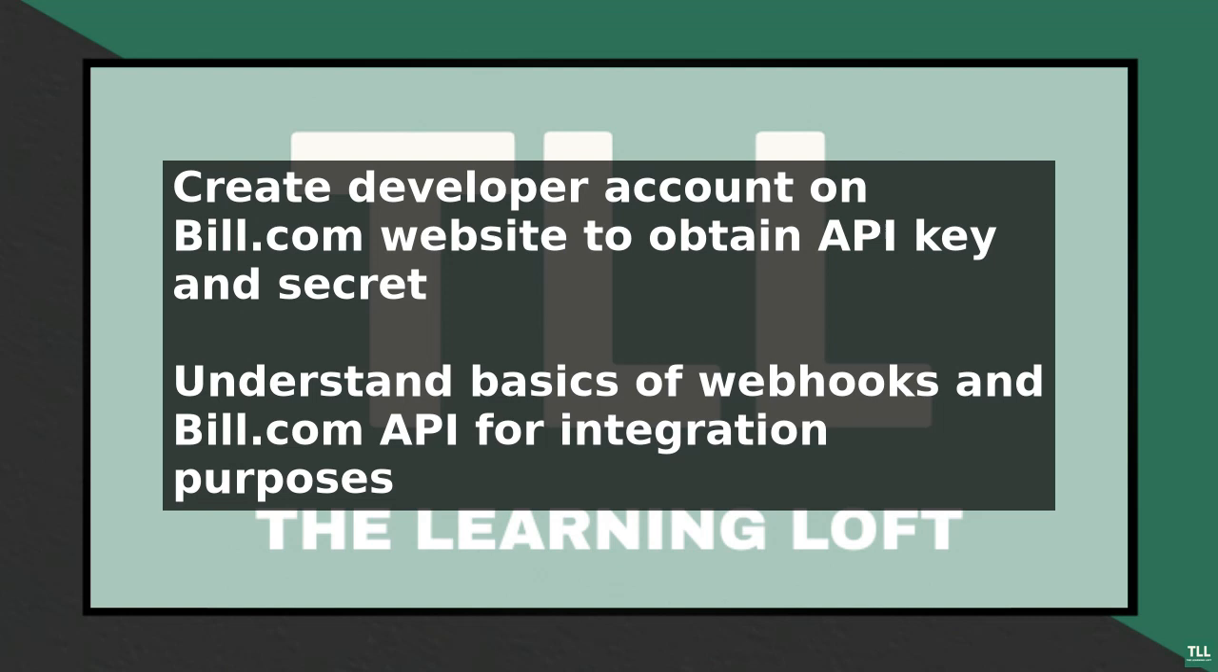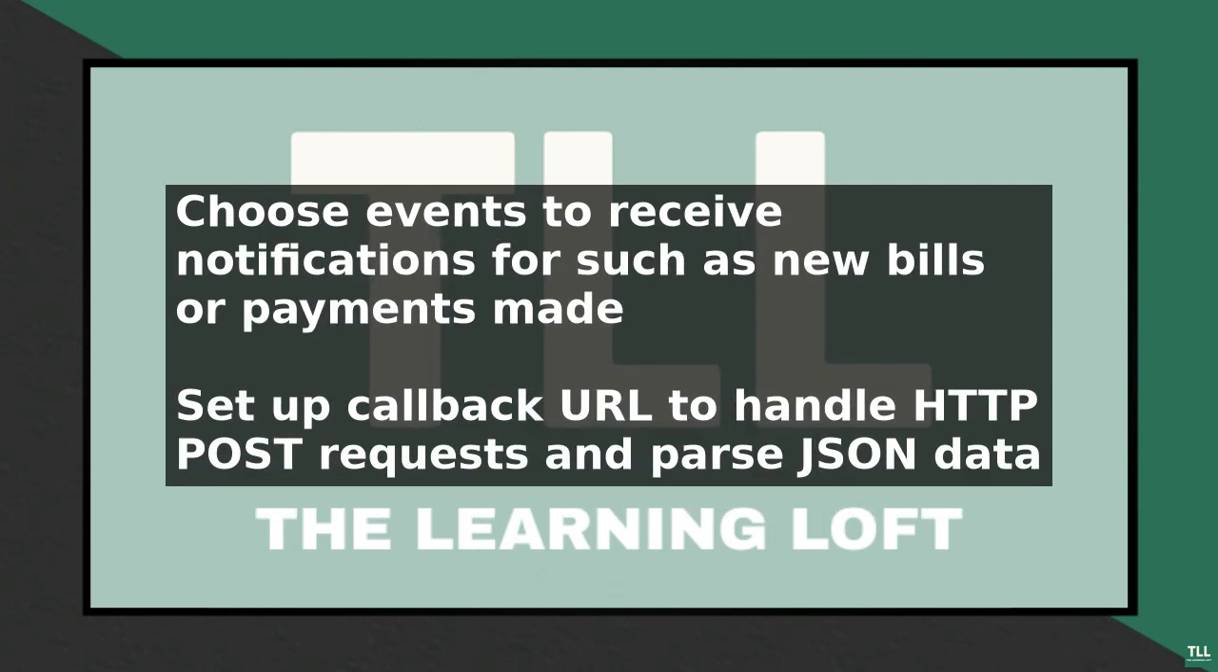First, you need to create a developer account on the bill.com website and obtain an API key and secret. This will be used to authenticate your requests to the bill.com API. Next, you need to choose the events you want to receive notifications for, such as when a new bill is created or when a payment is made.